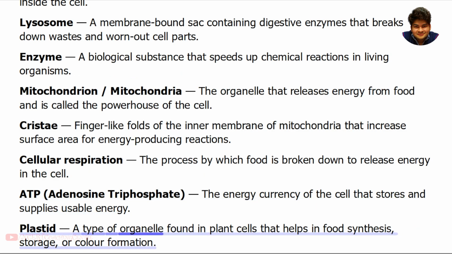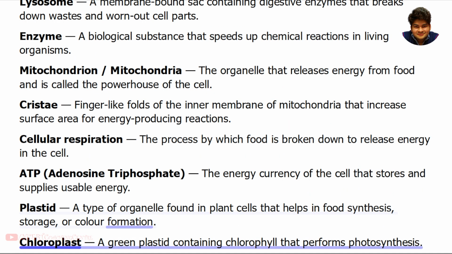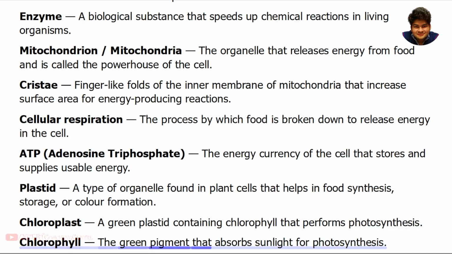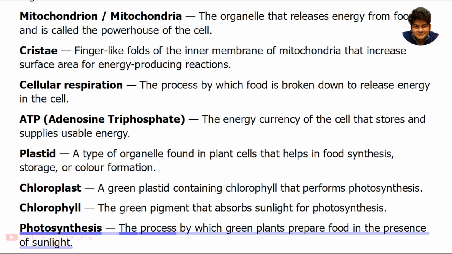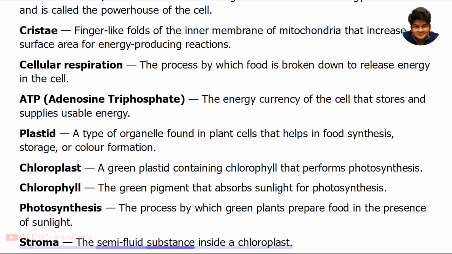Plastid, a type of organelle found in plant cells that helps in food synthesis, storage, or color formation. Chloroplast, a green plastid containing chlorophyll that performs photosynthesis. Chlorophyll, the green pigment that absorbs sunlight for photosynthesis. Photosynthesis, the process by which green plants prepare food in the presence of sunlight. Stroma, the semi-fluid substance inside a chloroplast.